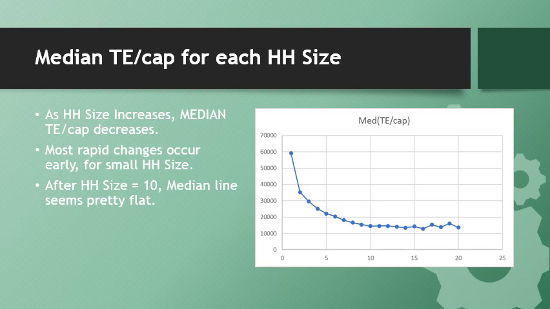This median line divides the population into two halves. One half is above the line and one half is below the line. As we see, initially, as the household size increases, the median income comes down quite rapidly. But then later on, around household size 10, for example, it stops decreasing and it just becomes flat.